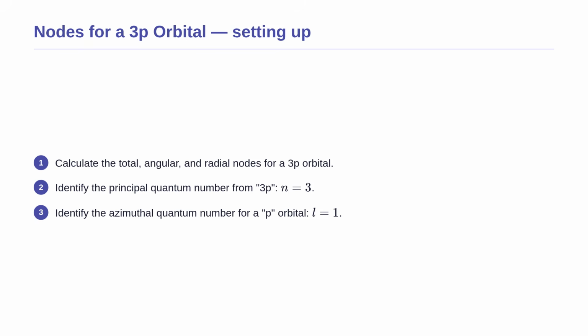First, we extract our given values from the name 3p. The number 3 directly tells us that the principal quantum number n is 3. The letter p corresponds to an azimuthal quantum number L of 1. Remember the sequence? S is 0, p is 1, d is 2. With n equals 3 and L equals 1 identified, we are ready to plug these into our formulas to find the dead zones.